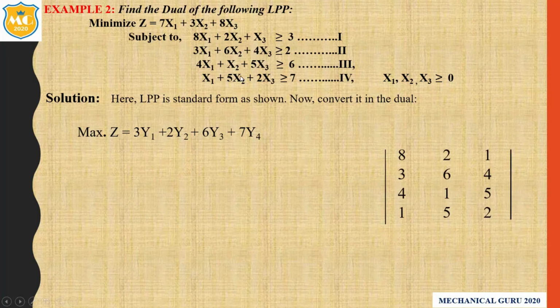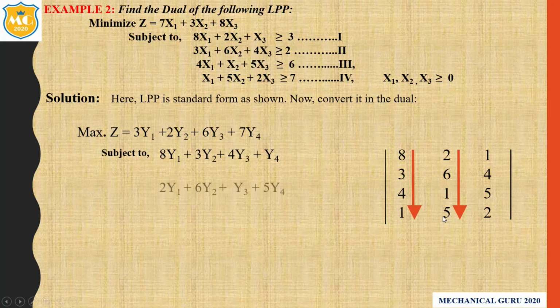Okay, we have to write down the technological coefficients, that is 8, 2, 1, 3, 6, 4, 4, 1, 5, 1, 5, 2. Clear? And now just convert it. So the first equation is 8y1 plus 3y2 plus 4y3 plus y4. Clear? Second, 2y1 plus 6y2 plus y3 plus 5y4.